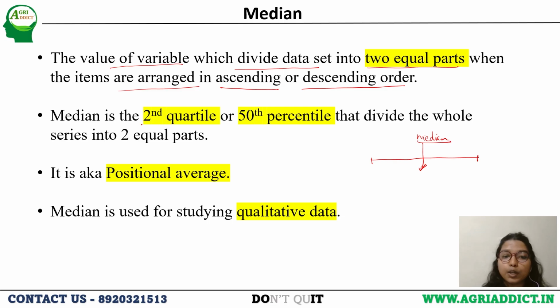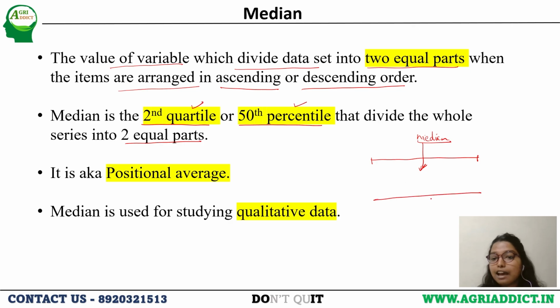So median is the second quartile and 50th percentile that divide the whole series into two equal parts. First we'll have to know what is quartile and what is percentile. Say this is a data series and we have to divide it into four equal parts. So we'll be needing three quartiles. These are three positions which divide the series into four equal parts. It is Q1, Q2, Q3, that is quartile 1, quartile 2, quartile 3.